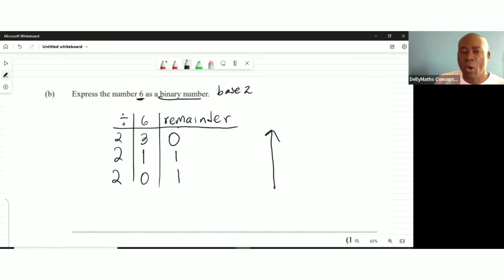Then we're going to read our answer upward. 6 from base 10 is equal to 110 in base 2.